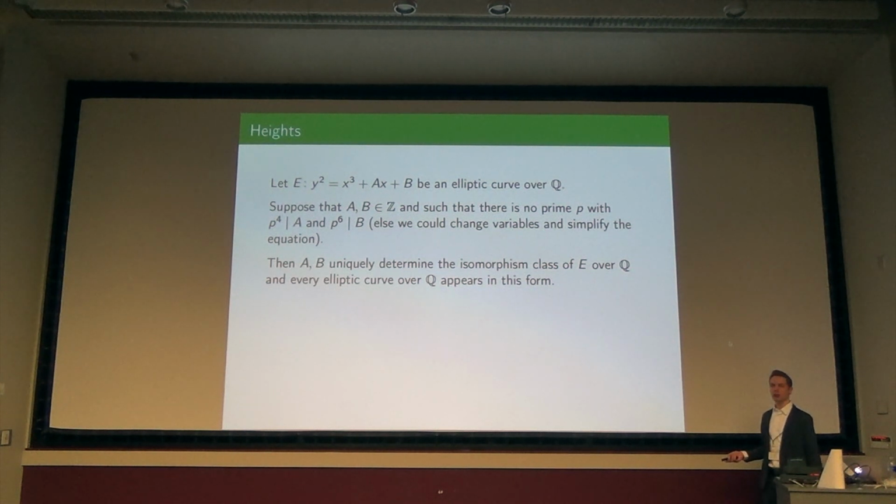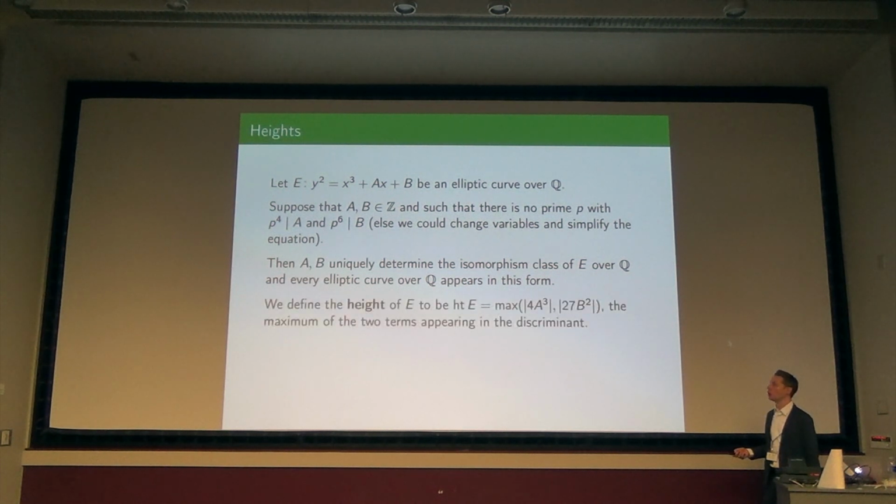And once I have that, it's natural to measure the height. So I have some integers a and b, and I could just take the maximum of those. There's a certain weighting that is evident from the x and y. They are playing exactly the same role. So we define the height of E to be the maximum of 4a cubed and 27b squared. These are the two terms that appear in the discriminant. So I'm just taking the maximum of those two. So that's a natural measure of the size of the equation that includes the weighting.